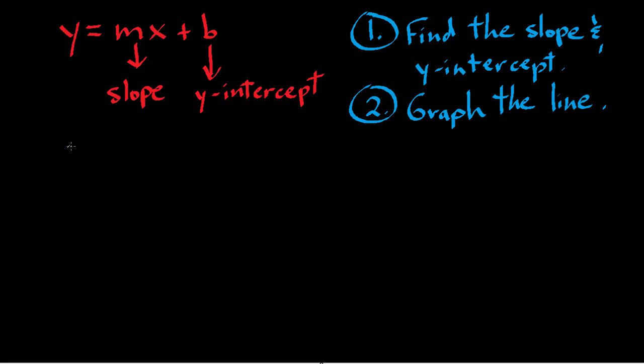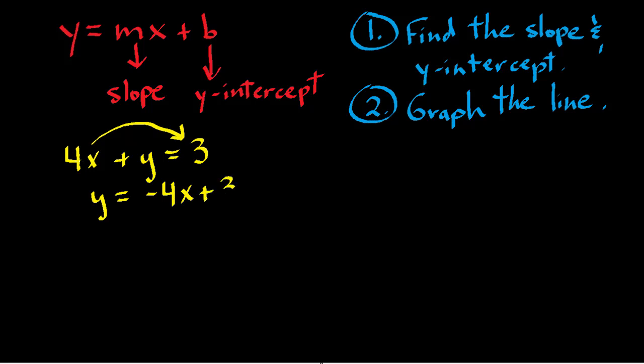So the first problem we're going to do is 4x plus y equals 3. Now, to get y alone, all we need to do is move the 4x term to the other side by subtracting 4x from both sides. So we'll get y equals negative 4x plus 3. Now, since we have a 1 in front of y, we already have this now in slope-intercept form.